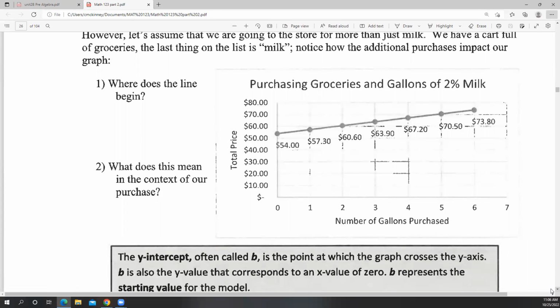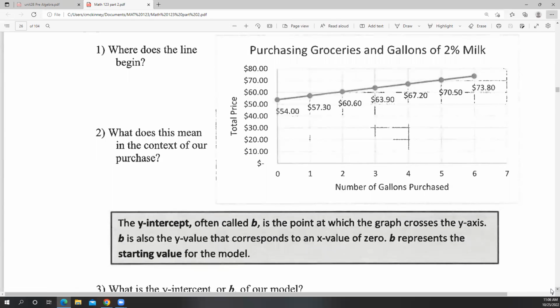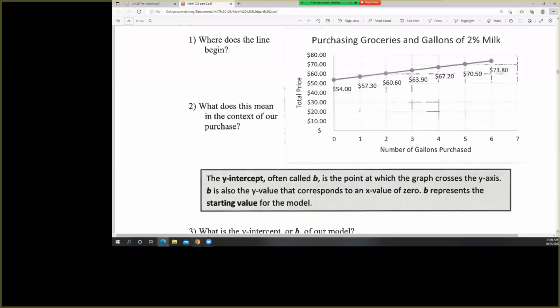So, this is just what I was getting at. Here we purchased some other groceries and some gallons of milk. So where does this line begin? At 0 and 54, right? $54. So at 0 and $54. What does this mean in the context?